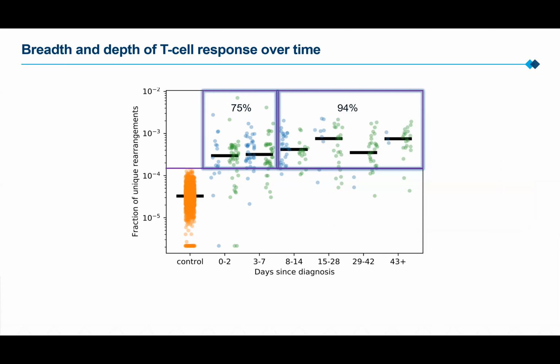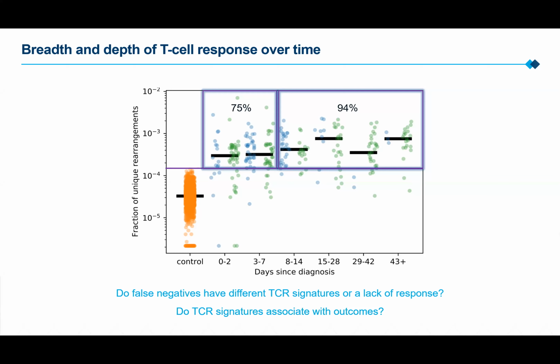Now, of course, there's a number of questions we'll want to ask about this. Again, I think really important questions for the community to address, and we'll be trying to address as we get more data. The first is, do the false negatives have different TCR signatures or simply a lack of response? This was raised in one of the earlier talks as well. We simply don't know yet, and it may well be that the answer to this question differs whether you're looking early or late in infection, but I think that will be very important. And of course, the more general question is, do TCR signatures associate with outcomes? And perhaps even more critically, is there a causal link with outcomes? I don't have any data to present at this point. We're really trying to get more clinical outcomes and really start probing at this question.